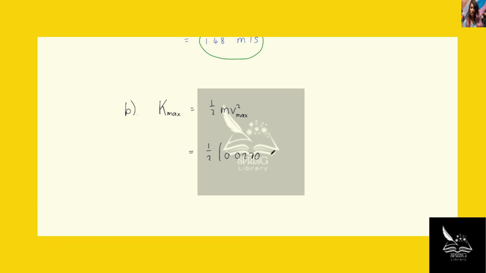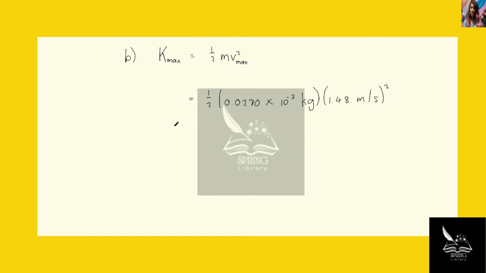0.027 times 10 to the minus 3 kg, times the speed of the oscillations, 1.48 meters per second squared, and that's Vmax. So calculating, we get the maximum kinetic energy transferred to the fly to be 2.96 times 10 to the minus 5 joules.